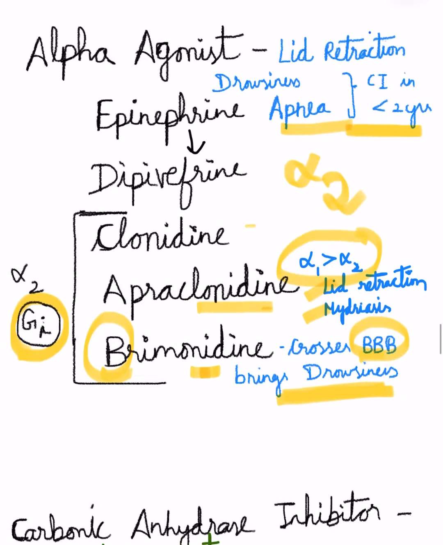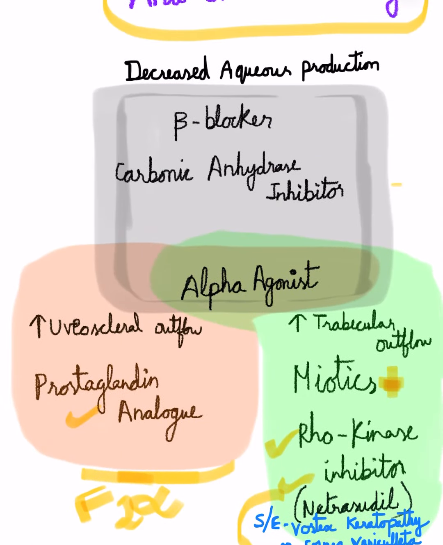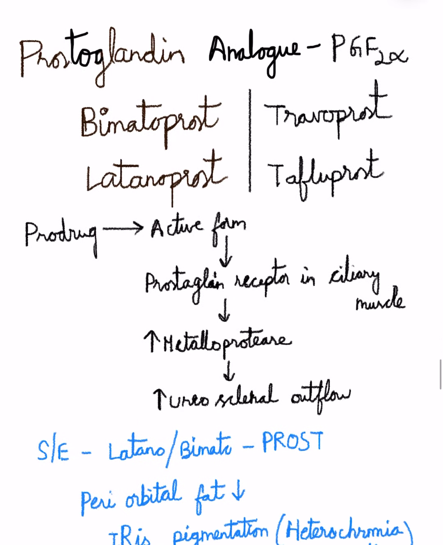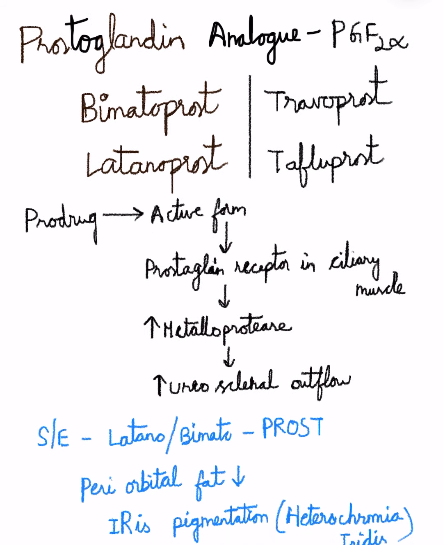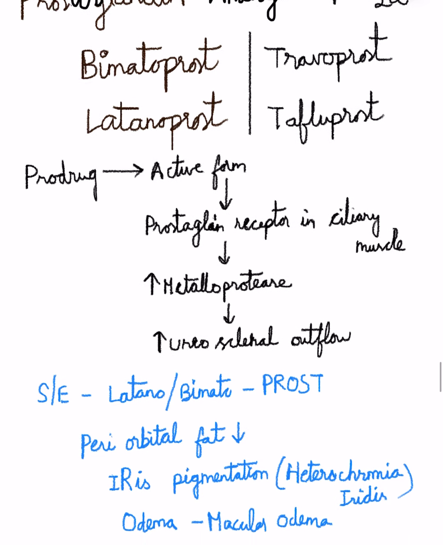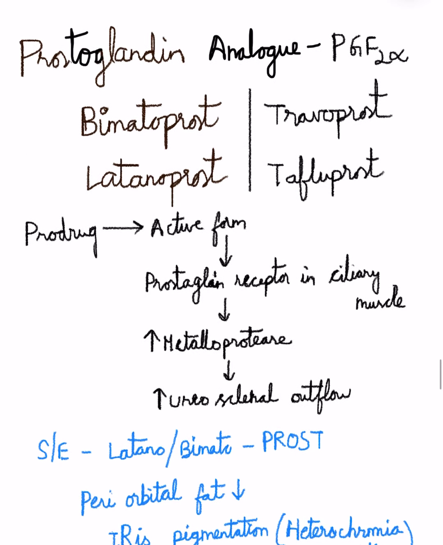All these first group of drugs that decrease aqueous production, beta blockers, carbonic anhydrase inhibitors and alpha agonists, cause systemic side effects. Next, moving on to the drugs which increase the uveoscleral outflow, that is prostaglandin analogs, most particularly PGF2 alpha analogs. In the PGF2 analogs, the drugs end with the letters prost. We have bimatoprost, latanoprost, travoprost and tafluprost. The prostaglandin analog is an active form which enters the ciliary muscle and is converted into metalloprotease. This metalloprotease in turn increases the uveoscleral outflow. This is the mechanism which helps in glaucoma treatment.